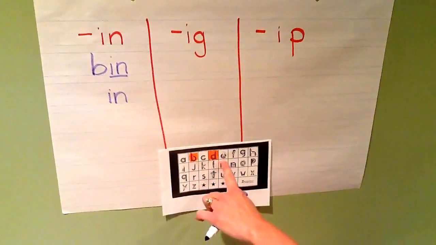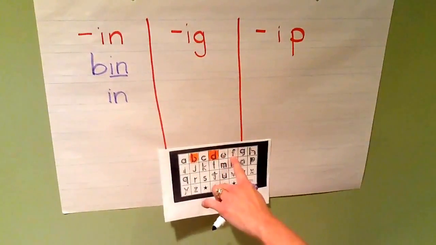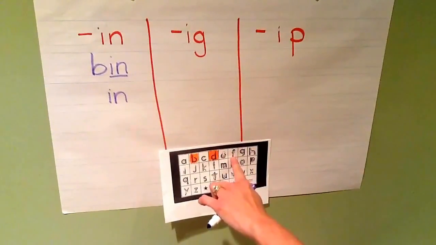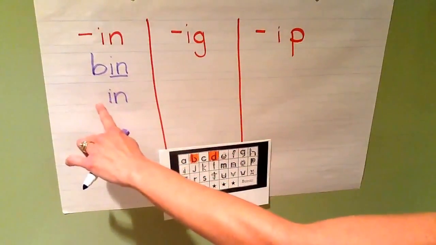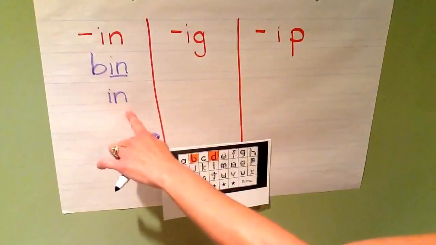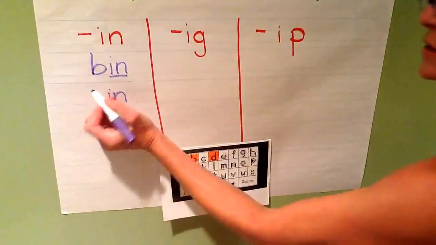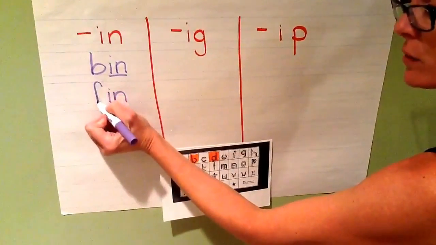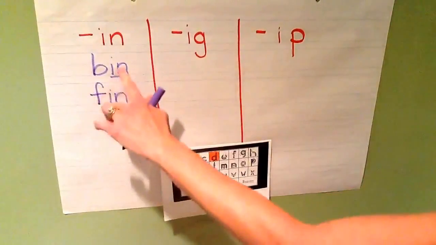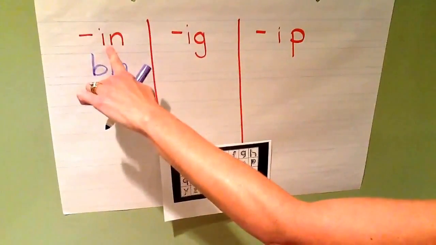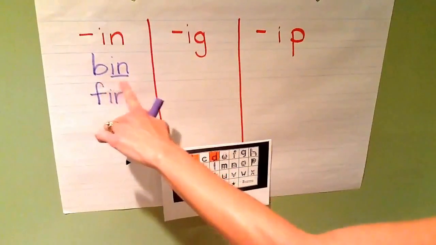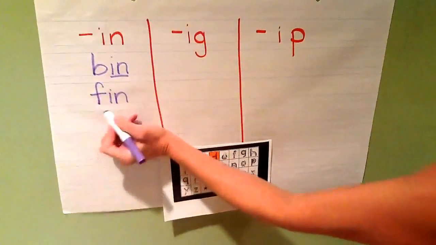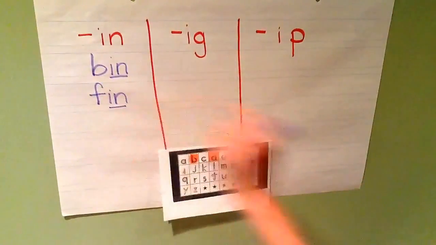I'm going to look for another consonant. This is a vowel. What about the F? F says f. Let's think about that. In, fin. Yes, a fin of a fish. So I'm going to write the F right here. So do you see how, by knowing in, it helps me with bin and fin? That in is my word family.